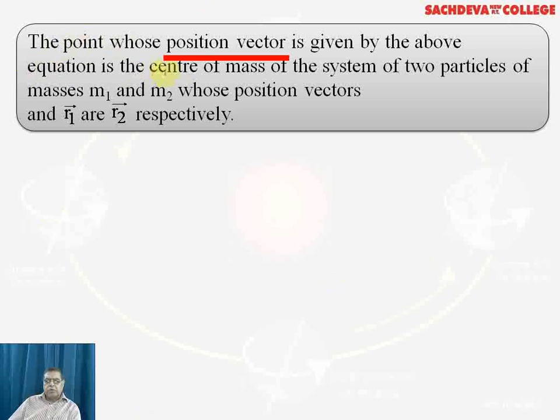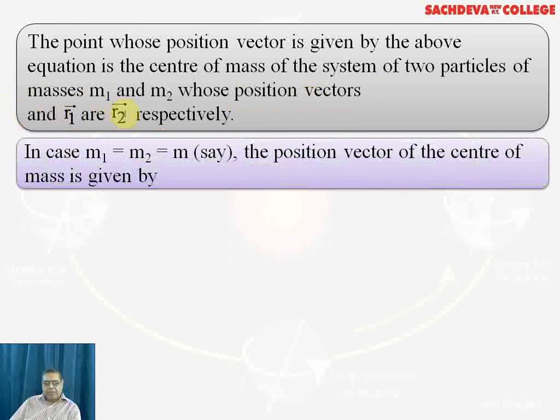The point whose position vector is given by the above equation is the center of mass of a system of two particles, whose masses are M1, M2, and whose position vectors are R1, R2 respectively. Now, suppose that in all these equations, wherever we write M1 and M2, we assume that M1 equals M2 equals M. That is, the masses are equal in a system.